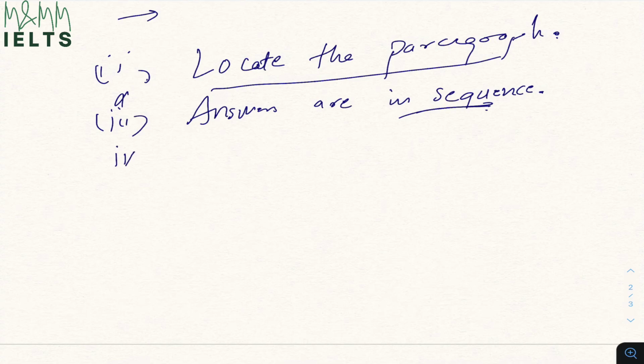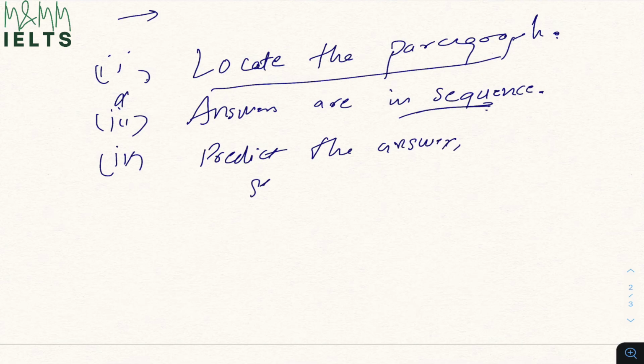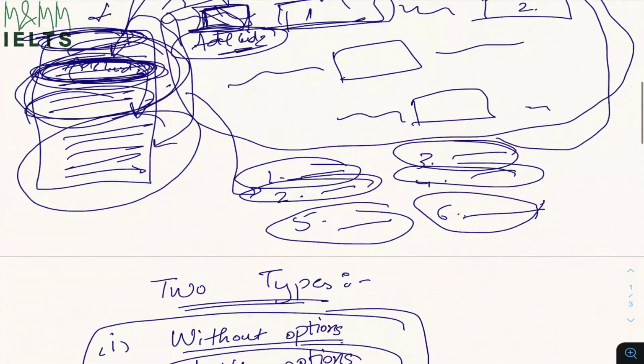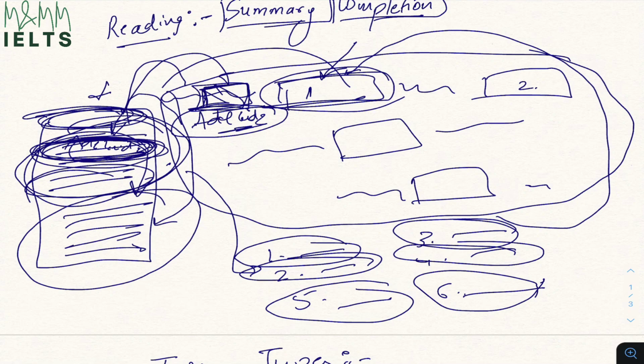Another tip I can give you for this one is always and always predict the answer first and then search in the paragraph. Now, when I say predict the answer, read out the sentence which has got a blank and try to figure out by yourself, based on the grammar rules and the sentence structure, which word sounds the best or which word you feel should come there.